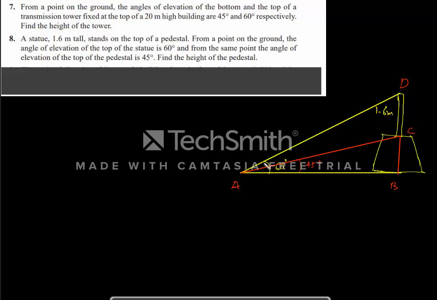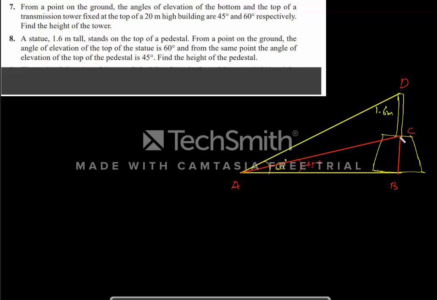And it's telling you from the point on the ground, the angle of elevation of the top of the statue is 60 degrees. So I have made this here 60 degrees, right? And from the same point, the angle of elevation of the top of the pedestal is 45 degrees. So it is here 45 degrees.